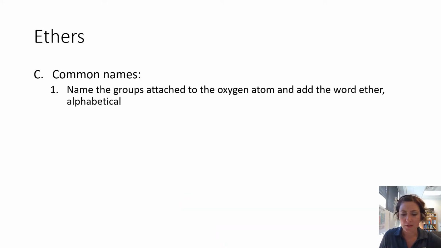We really talk about simple ethers more than we get into more complex ethers, and because of that, we tend to stay more with the common naming for ethers, so we're going to practice that first this time. When you see an ether, you're going to start by naming the groups attached to the oxygen atom, and then you add the word ether. Make sure in your name that your groups are named alphabetically, so they have to go in alphabetical order.